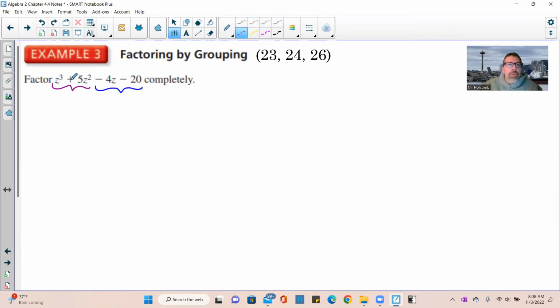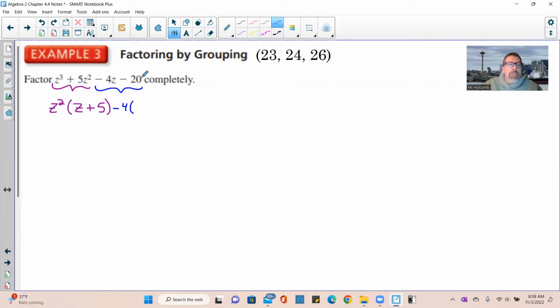So in z cubed plus 5z squared, I can factor out the lowest power of the two, which is z squared. That would leave behind z cubed divided by z squared is z, plus 5z squared divided by z squared is 5. Now when I go to this one, I can factor out a negative 4. So I'm going to put minus 4. Careful with your signs.